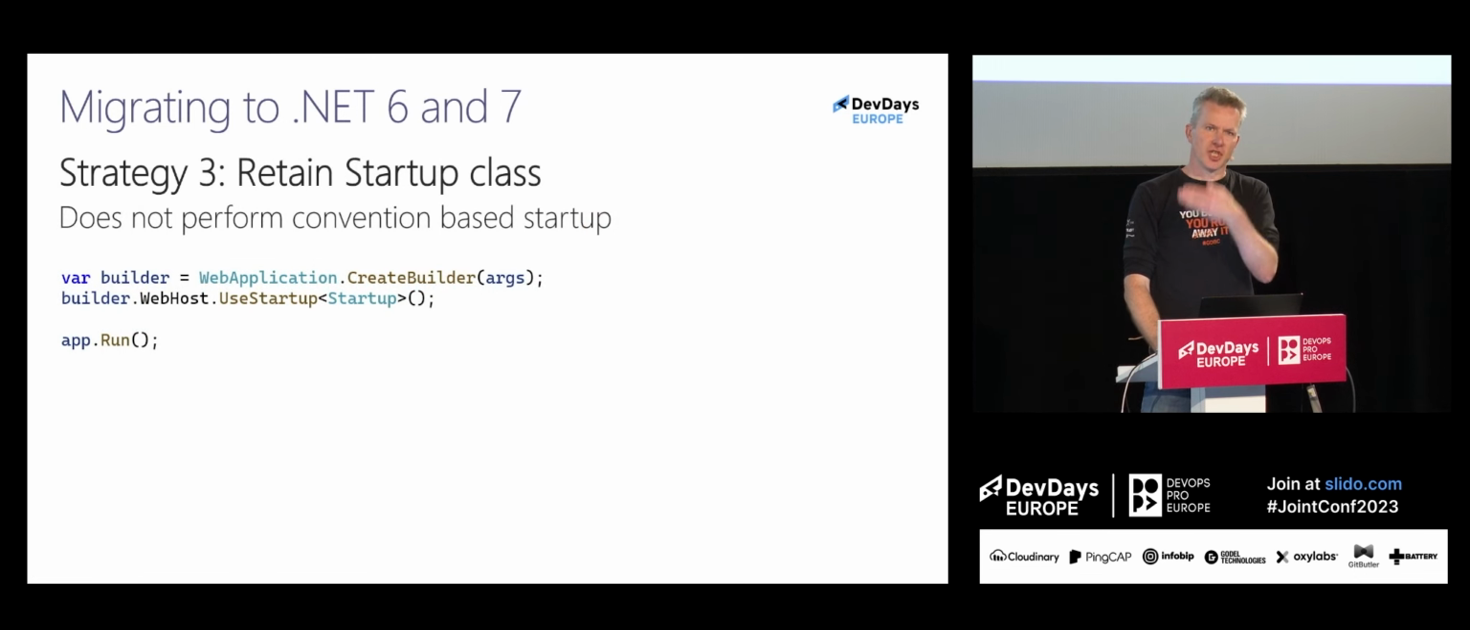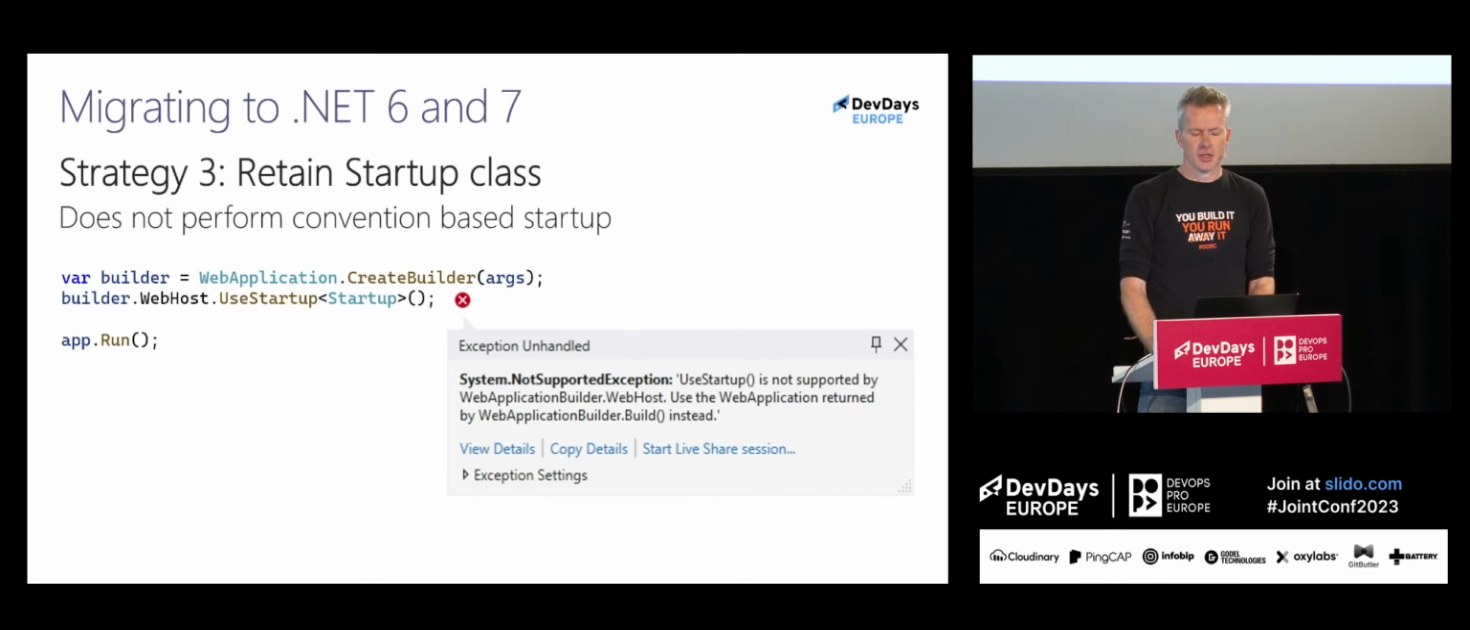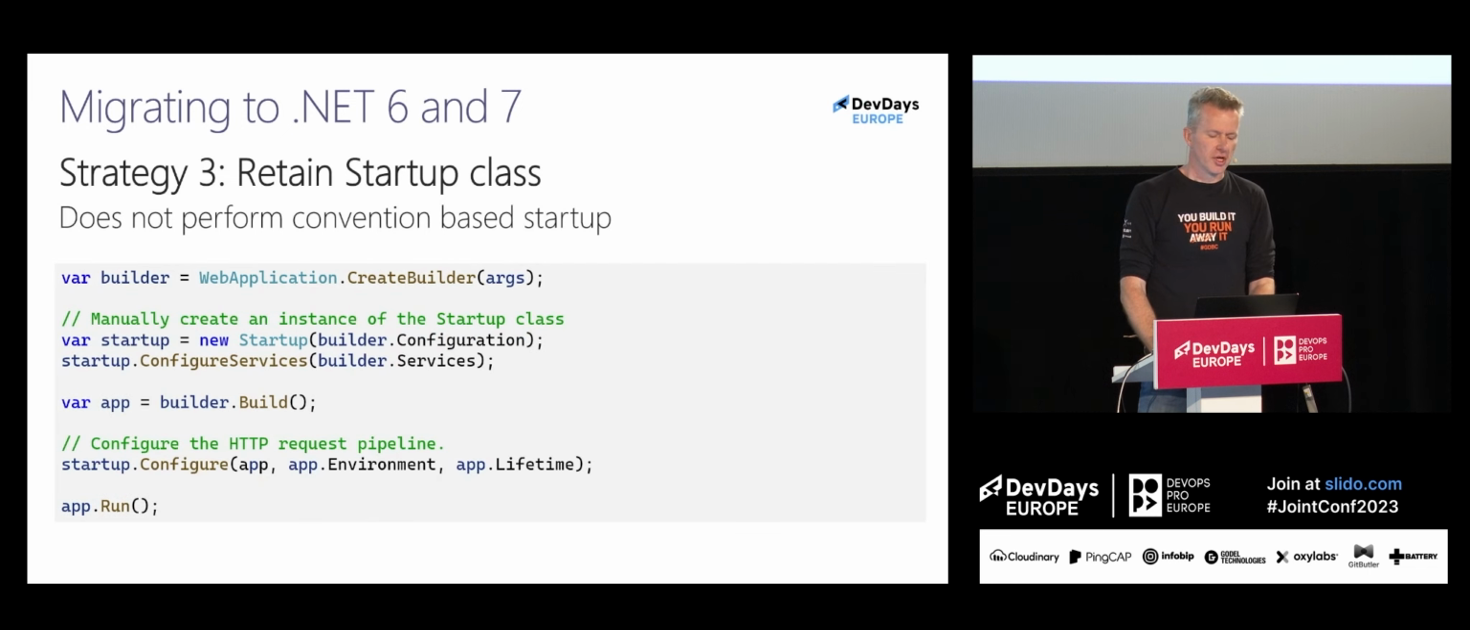And if you want to keep the startup class, you might think, okay, I can do this. This is with IntelliSense, you can get this far and just say web host use startup. But as soon as you run it, you get this not supported exception. So you need to do a little bit more work, which is essentially wrapping things around. Instead of the startup class being used by some conventions and by reflection and calling into it, you can use the startup class to explicitly call the methods of configure services and configure.